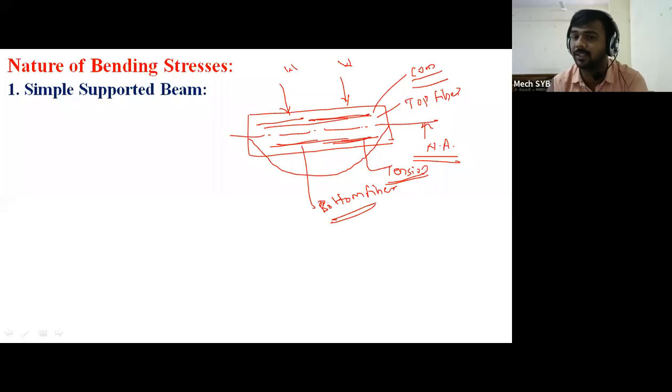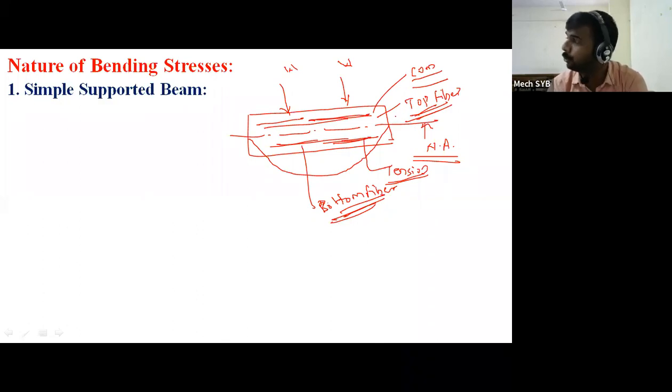Instead of that, the portion above the neutral axis we call the top fiber, and the portion below the neutral axis we call the bottom fiber. The same words we are using for the cantilever beam also. Only the nature of the cantilever is exactly opposite to the simply supported beam. So in a cantilever, if the beam is subjected to load, the portion above the neutral axis is in tension, and the portion below the neutral axis is in compression. So instead of saying the upper portion or lower portion, we use a standard word: top fiber and bottom fiber.